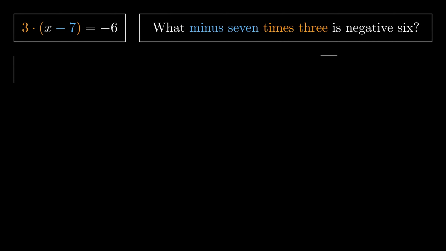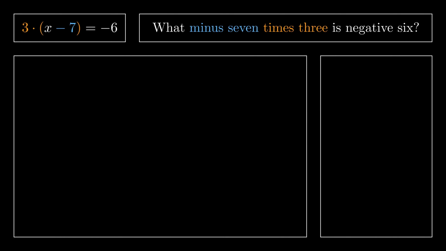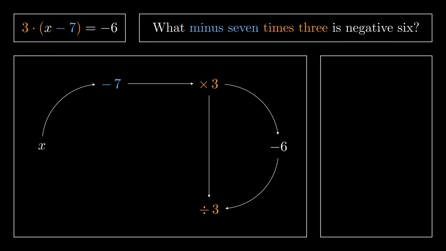So according to this equation, we start with some number that we have yet to discover. The first thing that happens is we subtract 7 from that number, and then that is multiplied by 3, and the result is -6. So let's invert and reverse. The inverse of multiplying by 3 is dividing by 3, and the inverse of subtracting 7 is adding 7. So if we do those two things, we will get the answer.